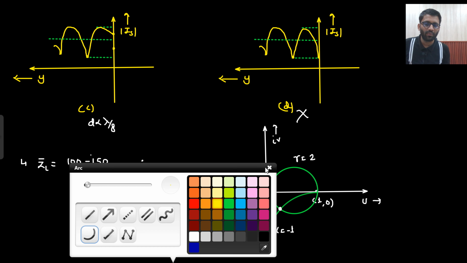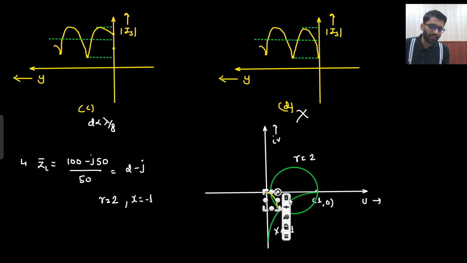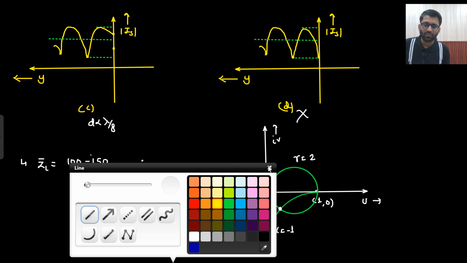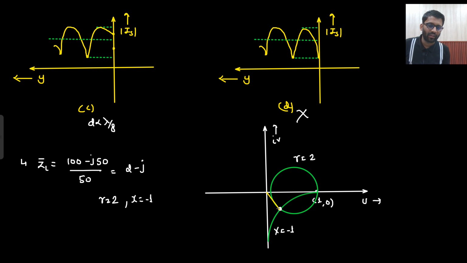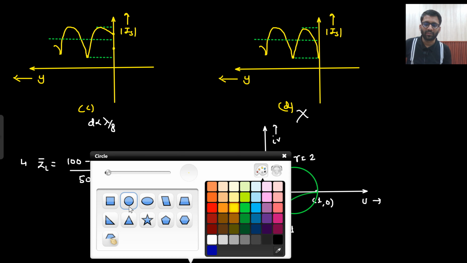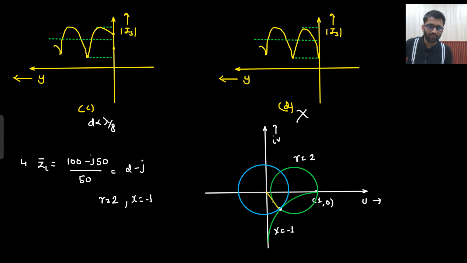Yes. What I need to do is join this point to the origin. Now taking this as a radius, I need to draw the circle. So this is how it will look. This is my constant VSWR circle. All these concepts we have studied when we were studying our Smith chart.